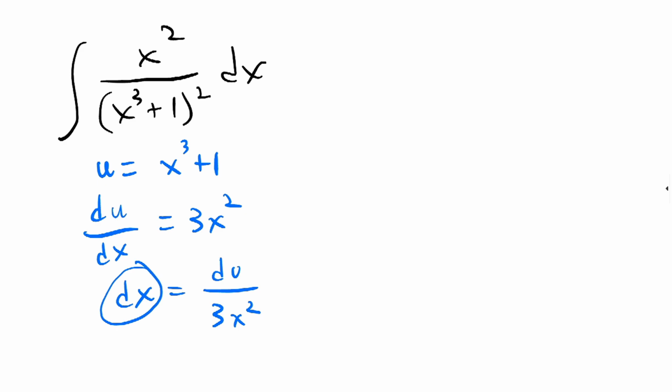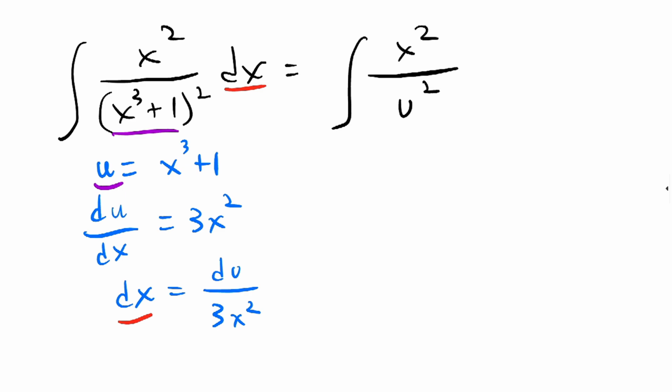So we know what our dx is, and we know what our u is. So let's plug everything in. This is just the integral of x squared over u squared du over 3x squared, right? This is what we just plugged in. This is the same thing right here, okay?